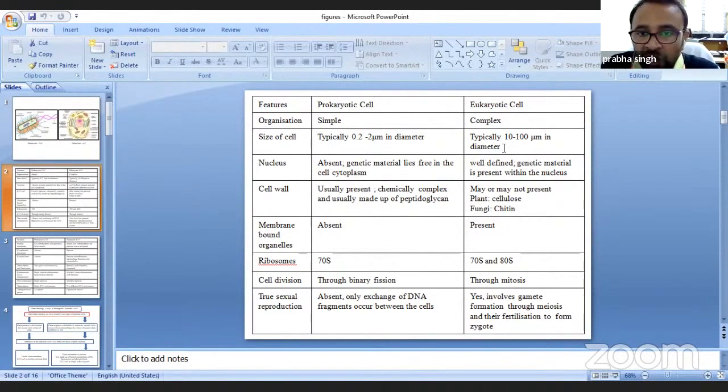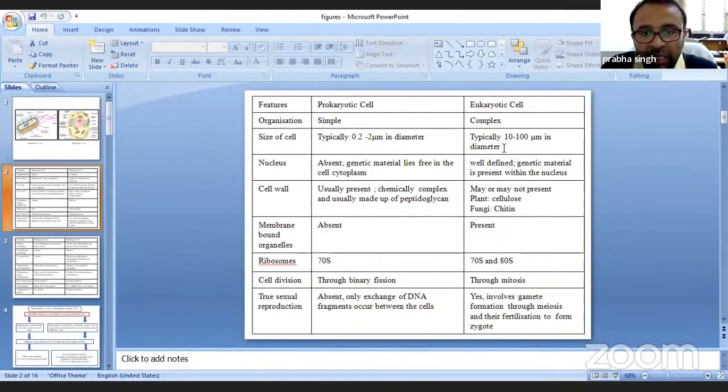Then in the case of eukaryotic cell, in some, cell wall is present, while in some it is absent. For example, in the case of plant, it is there, it is made up of cellulose. In the case of fungi, it is made up of chitin, while in the case of animal cell, cell wall is absent.